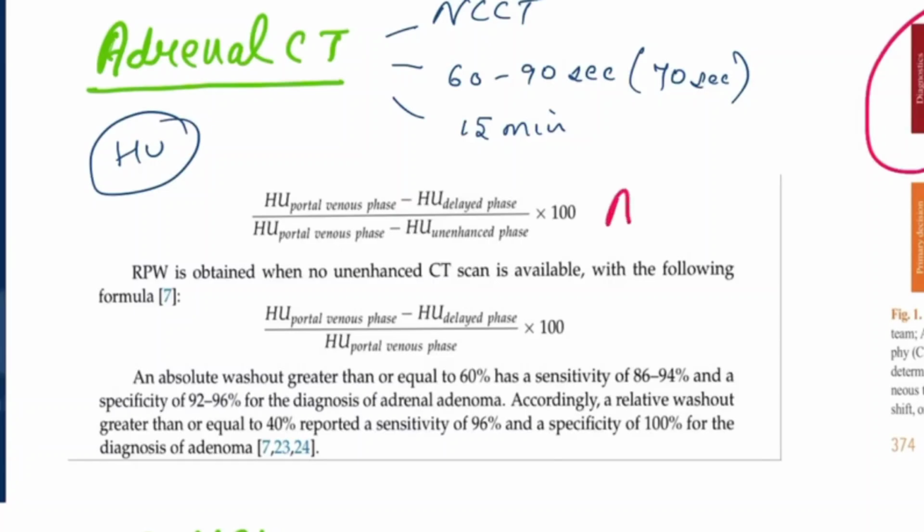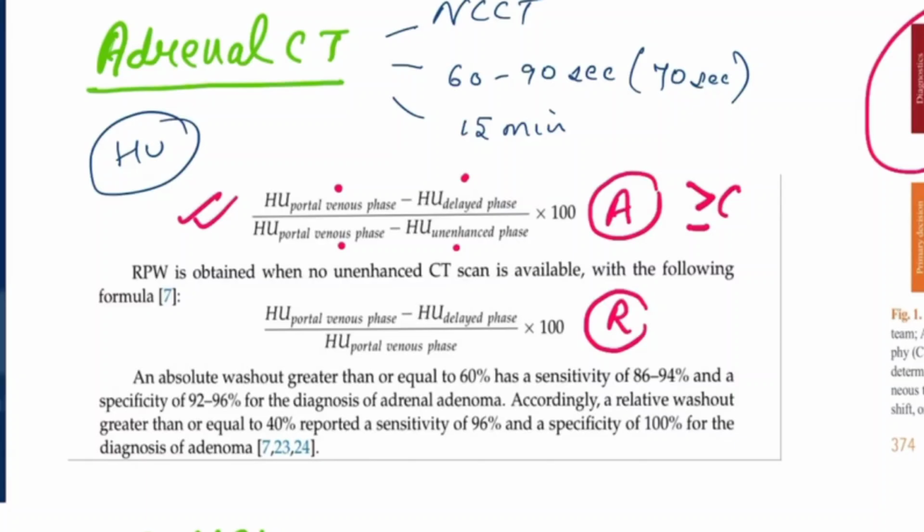What we calculate is the absolute washout of contrast and the relative washout. So what is absolute washout? This is calculated by this formula: HU of the lesion in portovenous phase minus HU of the lesion in delayed phase, divided by HU of the lesion in portovenous phase minus the HU on the NCCT images, times 100. If this comes to greater than or equal to 60%, we are dealing with a lipid poor adenoma.